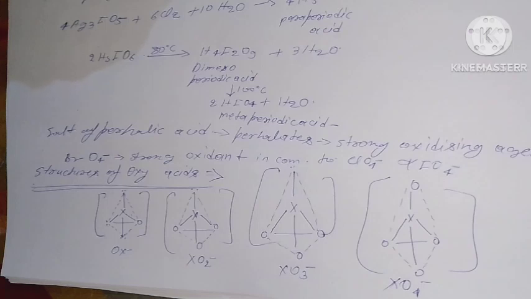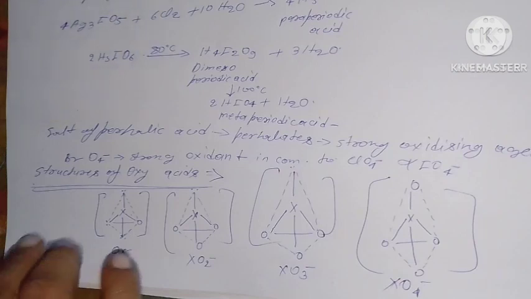Only one acid of fluorine, HOF, is made under special conditions, which is very unstable. All types of oxy acids have tetrahedral structures, but the shape of ClO negative is linear, ClO2 negative is angular, ClO3 negative is pyramidal, and ClO4 negative is tetrahedral. Okay. Comparative study of oxy acids.